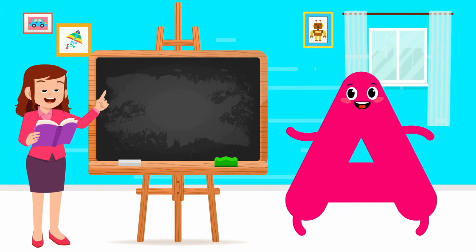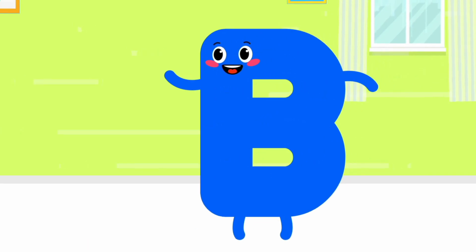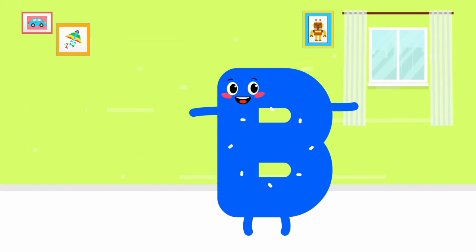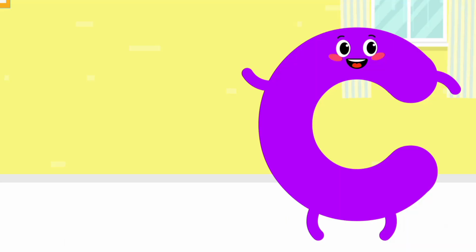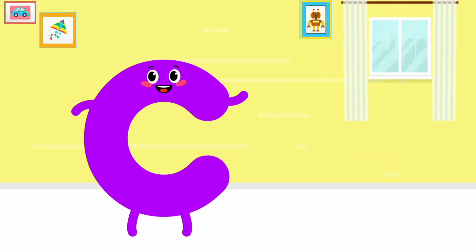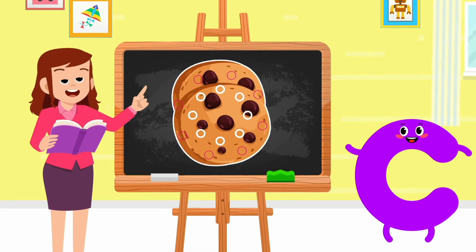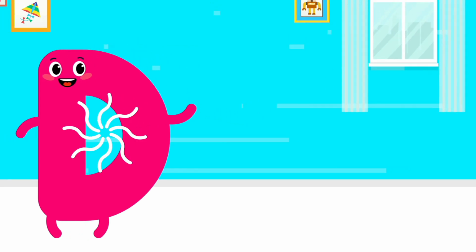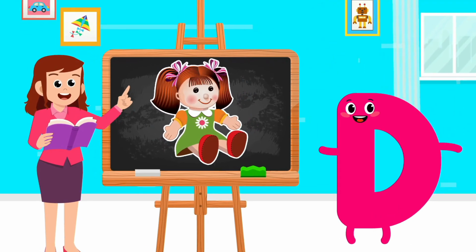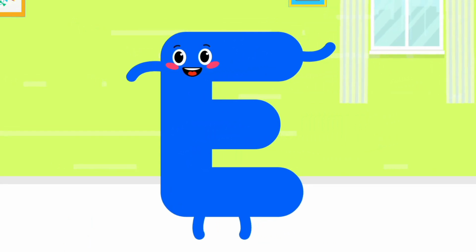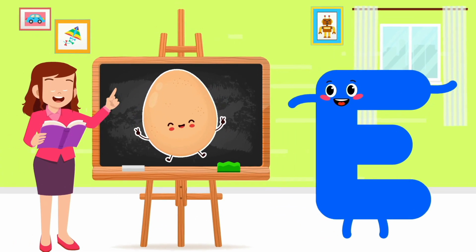Alphabet A. A for ant. B. Alphabet B. B for banana. C. Alphabet C. C for cookie. D. Alphabet D. D for doll. E. Alphabet E. E for egg.